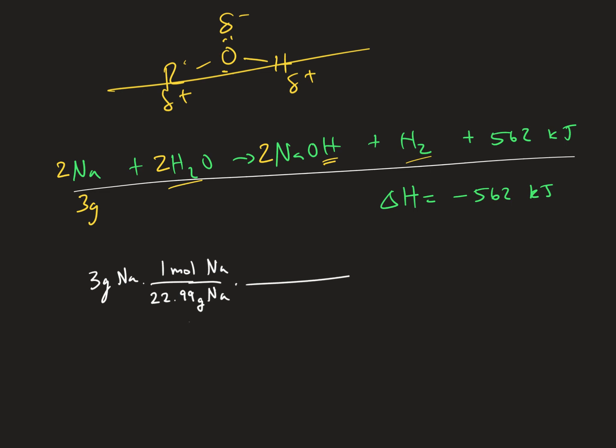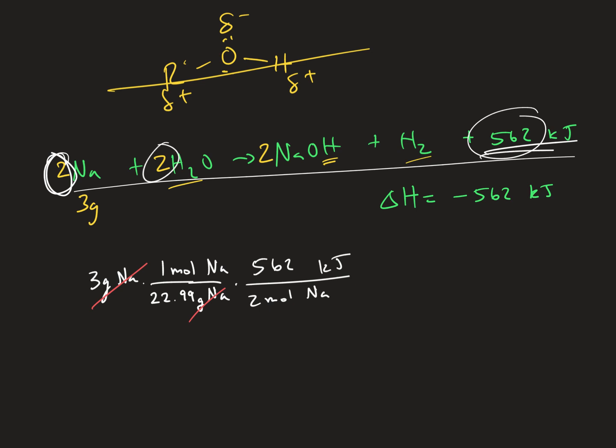All right, so our grams goes away. Now we have moles of, what are we looking for here? Oh, heat. How much heat? So now what do we do? What goes on bottom? 2 moles of sodium. And we want kilojoules in the end, so how many kilojoules? 562 kilojoules, because for every 2 moles we have 562. For every 2 moles of water, we have 562 kilojoules of heat released.